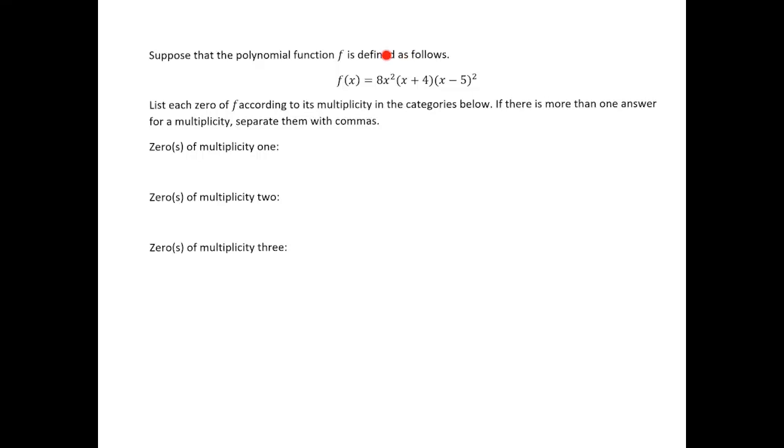So we are given this polynomial function, f of x equals 8x squared times the quantity of x plus 4 times the quantity of x minus 5 squared. And what we want to do is find all of the zeros of the function according to their multiplicity. All right? So first of all, let's find the zeros. What are the zeros of this function?